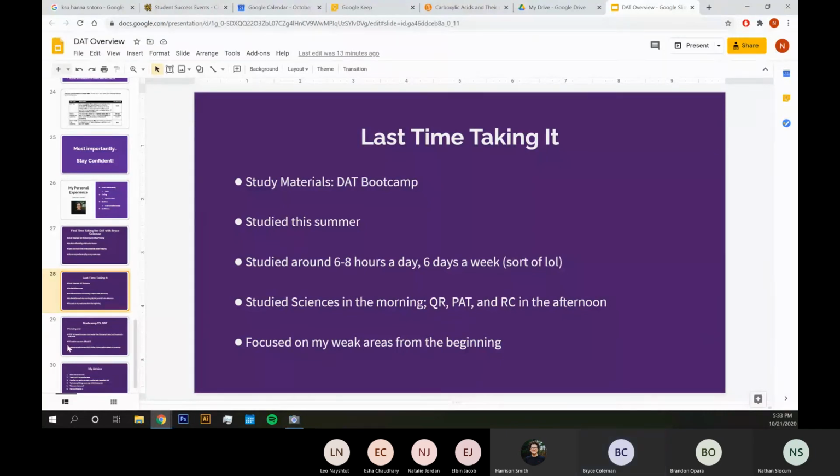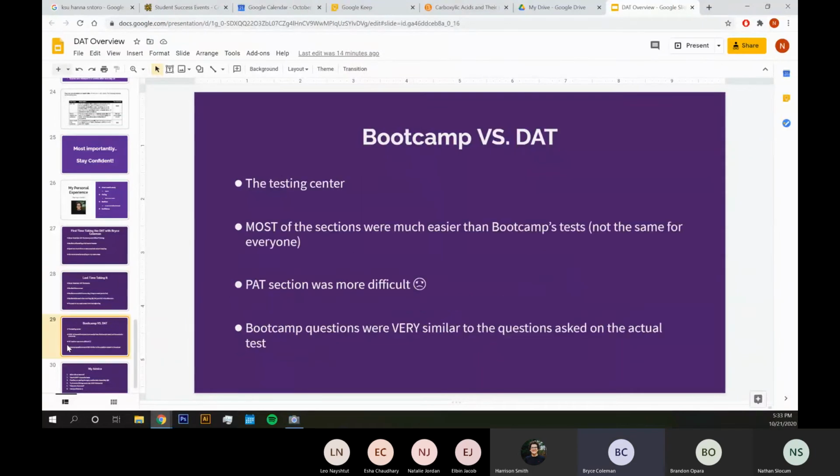And so the next slide you can go to, I said boot camp versus the DAT. So when I got to the testing center, I took it in Smyrna, Georgia, I believe, on the exact date of September 23rd. It was scheduled for the 12th, but I moved it back 2 weeks because some stuff was going on. But I had gone to the test center, they checked me in.